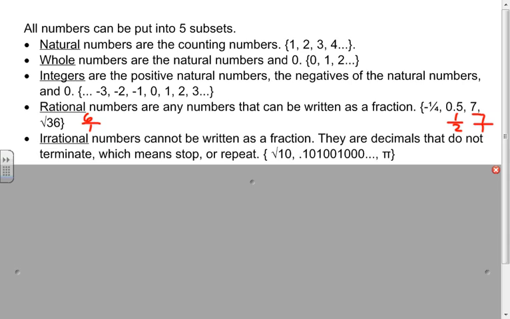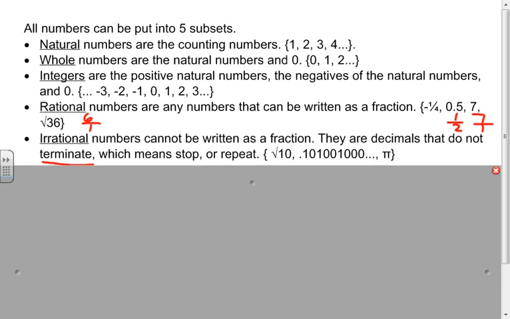Irrational numbers cannot be written as fractions. Sometimes it's hard to see, so we use 2 other rules instead. Irrational numbers are decimals that do not terminate. Terminate means stop, so the decimals keep going on and on and on forever. Irrational numbers also cannot repeat. Okay? Can't be a repeating decimal.